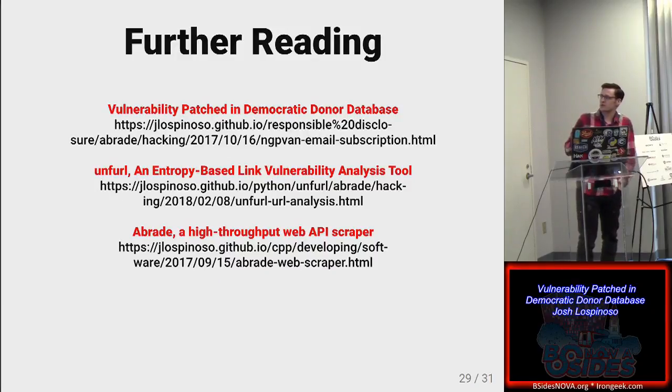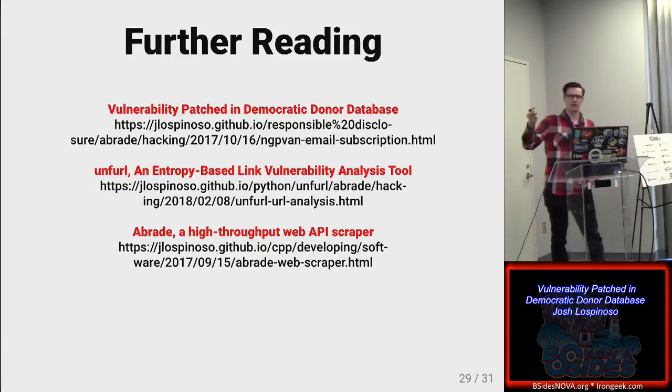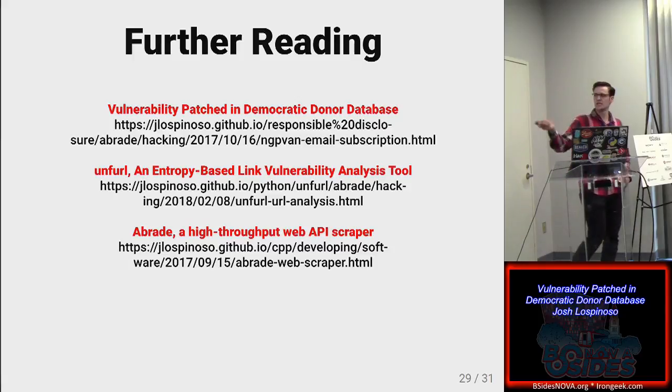All this stuff is in blog posts. The slides are at a URL, jlospinoso.github.io/BSides2018, and you can get all these. I have a blog post about the vulnerability, about the entropy estimating tool, and also about the web API scraper. And there's some fun examples on here.